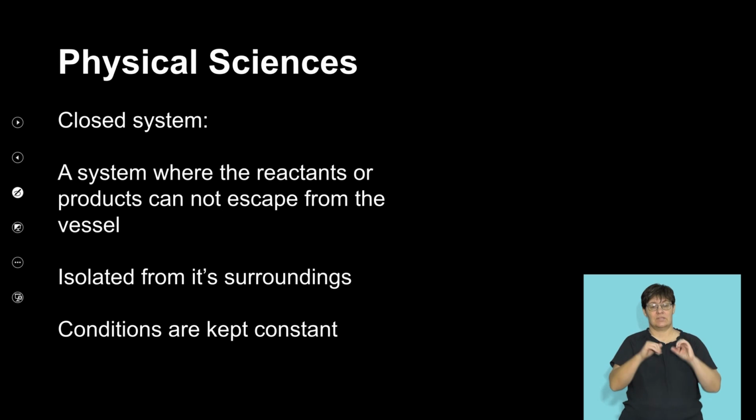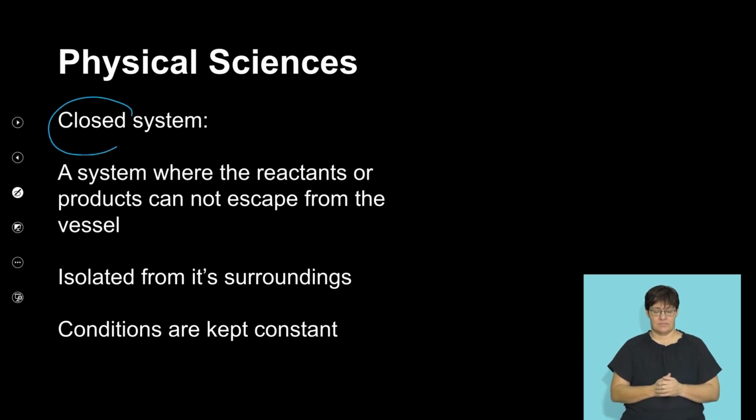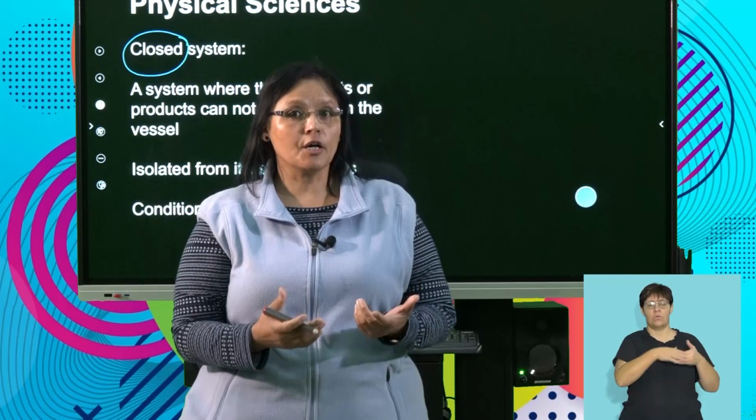Next, I would like us to look at a closed system. Now, closed can mean something where we have reactants that do not form a gas, meaning the reactants are also not in a gaseous phase. Then we can have a closed system.